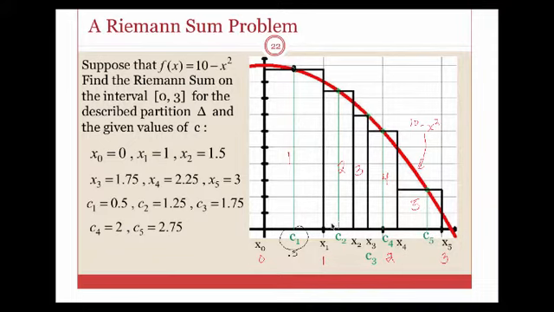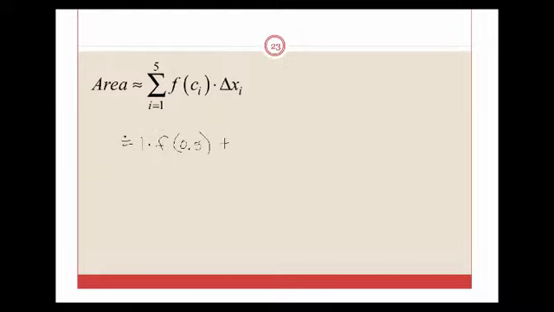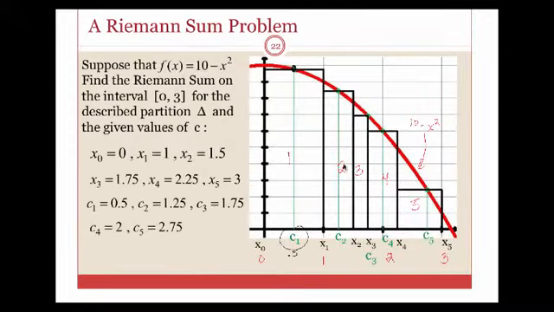Plus, now we're going to go do rectangle number 2. All right, second rectangle goes from 1 to x2. What's x2? x2 is 1.5. So 1 to 1.5, that has a width of 0.5. All right, so 0.5 is the width for that. Times, now the height's going to be given by the function value at, all right, see the green line? So let's see, that's c2. What's c2? c2 is 1.25. So we want the height at 1.25.